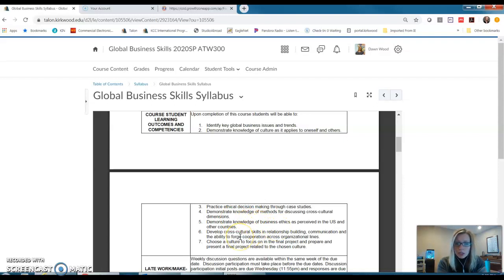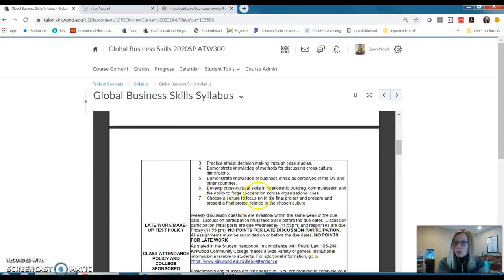We'll talk about cross-cultural skills and relationship building. Really, that is the key. I mean, in any business, you know this, even local business, you have to be able to develop relationships. That's key to successful businesses. But when you're dealing with different cultures, that requires a different set of skills. And that's what this global business skills course is all about. How do we develop relationships with people who are from different cultures that are very different and have different standards than what we're used to?